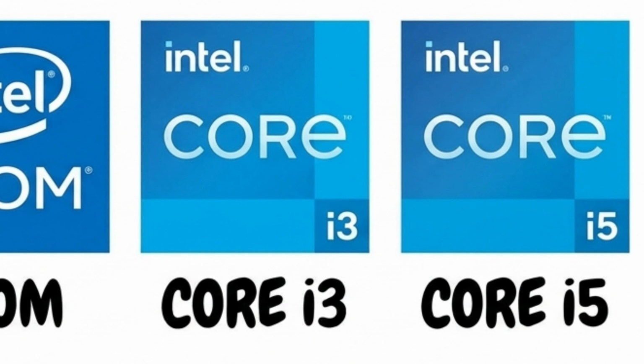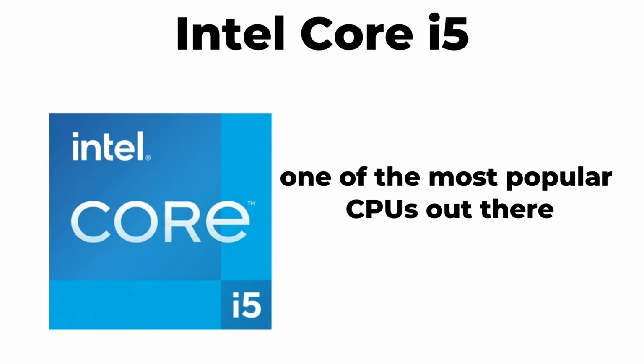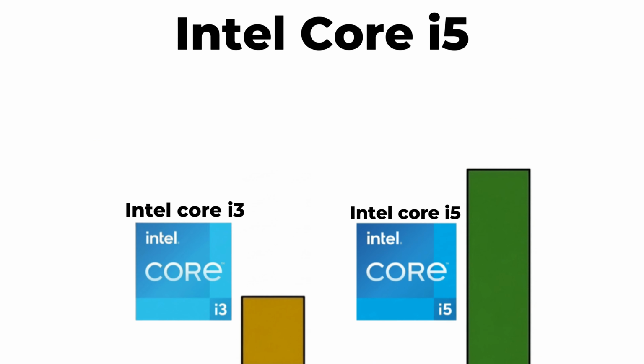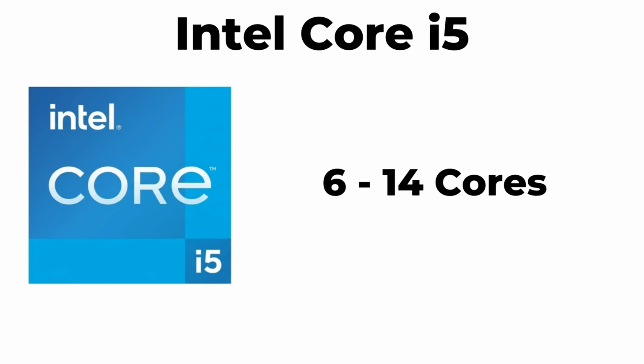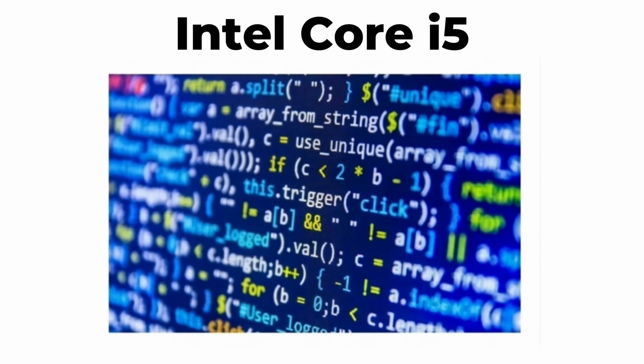Core i5. Intel Core i5 is a mid-tier processor and one of the most popular CPUs out there. Still affordable but noticeably more powerful than the i3, it comes with 6 to 14 cores, making it great for photo and video editing, programming, and gaming.